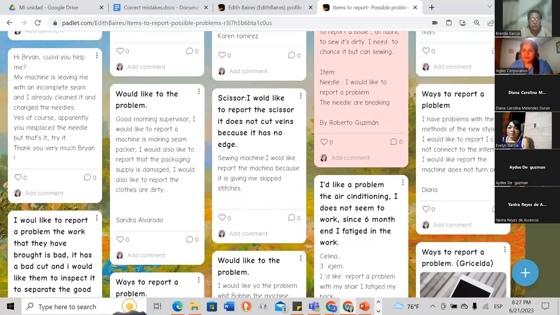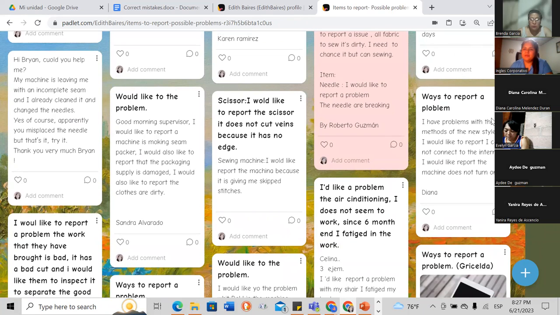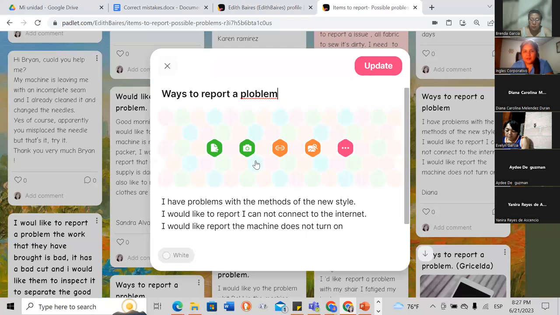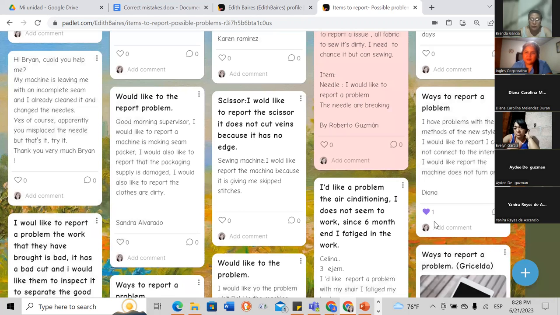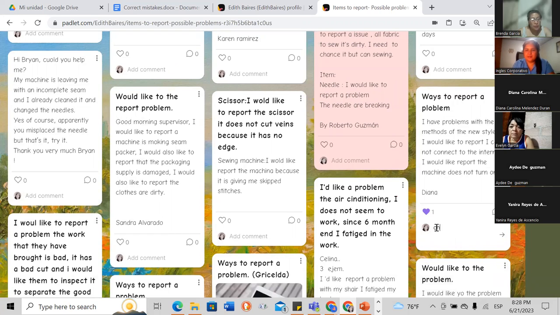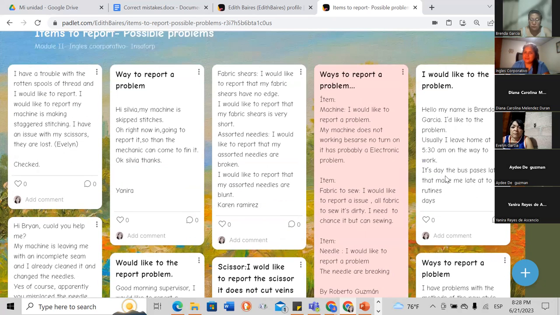Okay, let me see the one for Diana. Diana says, I have a problem with the method of... I have problems. Okay, plural. I have problems with the method of new style. I would like to report I cannot connect to the internet. I would like to report the machine doesn't turn on. Okay. Good job, Diana. Simple reports, but okay. Teacher, I edited it again. I'm Griselda. Griselda. Okay, thank you.